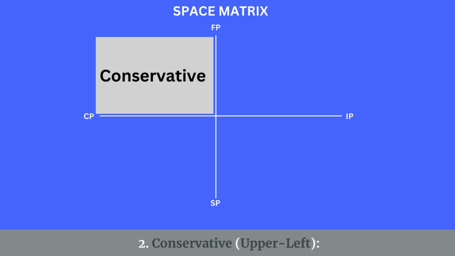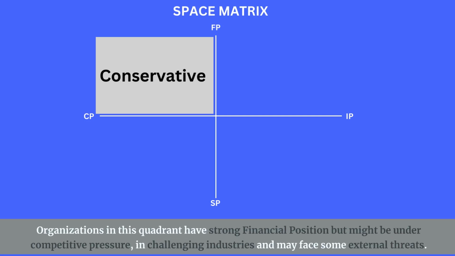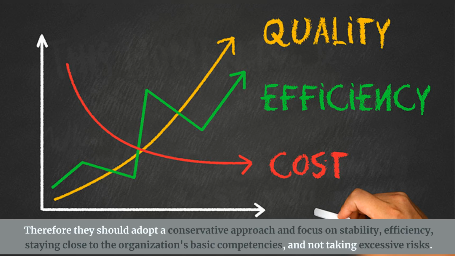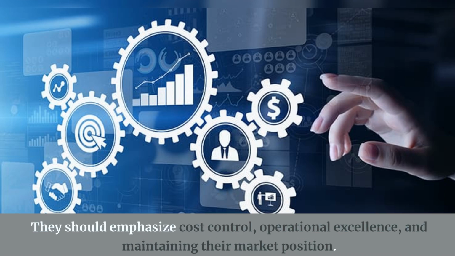2. Conservative, upper left. Organizations in this quadrant have a strong financial position but might be under competitive pressure, in challenging industries, and may face some external threats. Therefore, they should adopt a conservative approach and focus on stability, efficiency, staying close to the organization's basic competencies, and not taking excessive risks. They should emphasize cost control, operational excellence, and maintaining their market position.